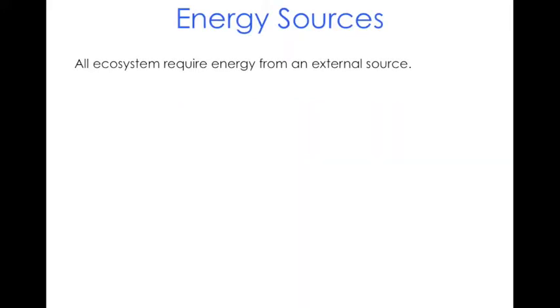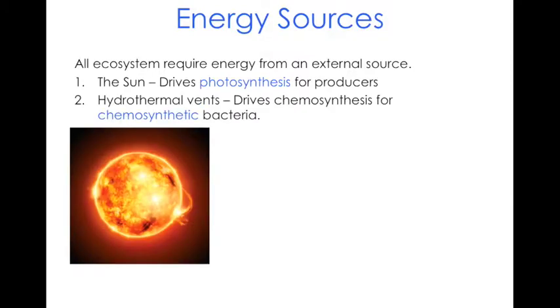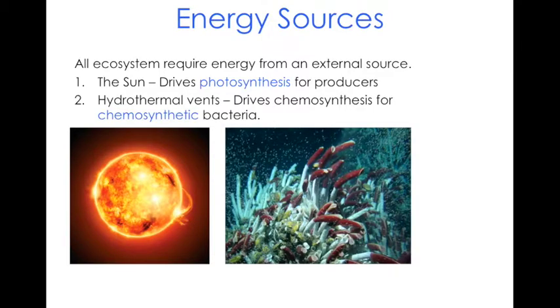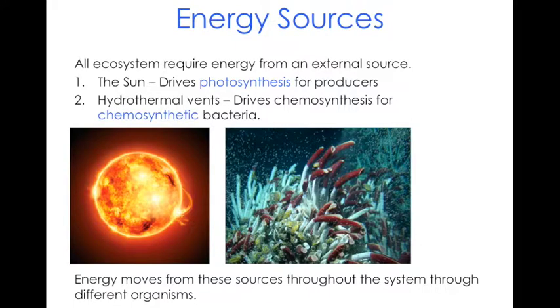All right. Now, all ecosystems actually require an external energy source, and usually that energy comes from the sun, which is why you hear people saying that all life on Earth comes from the sun, because the sun drives photosynthesis for a lot of producers. And in other places around the Earth, hydrothermal vents, deep on the ocean floor, drive a different process called chemosynthesis for chemosynthetic bacteria. They take advantage of the heat from the Earth, and they're using chemical energy rather than light energy. The energy then moves from these primary resources into your different organisms.